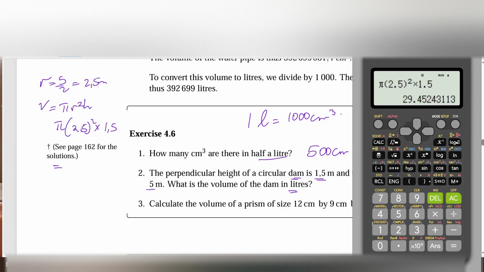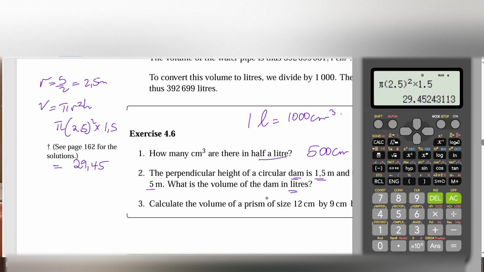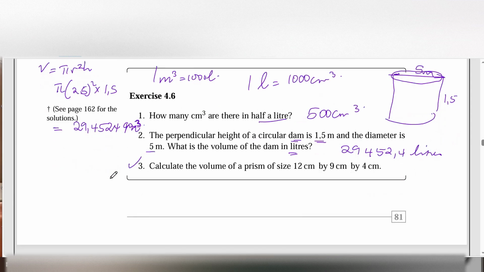That gives us 29.45 24. This is going to be meters cubed. But we said that 1 meter cubed is equivalent to 1,000 liters. So multiply this by 1,000, which is going to be 29452.4 liters. And then 3, they want the volume of a prism that's measuring this.